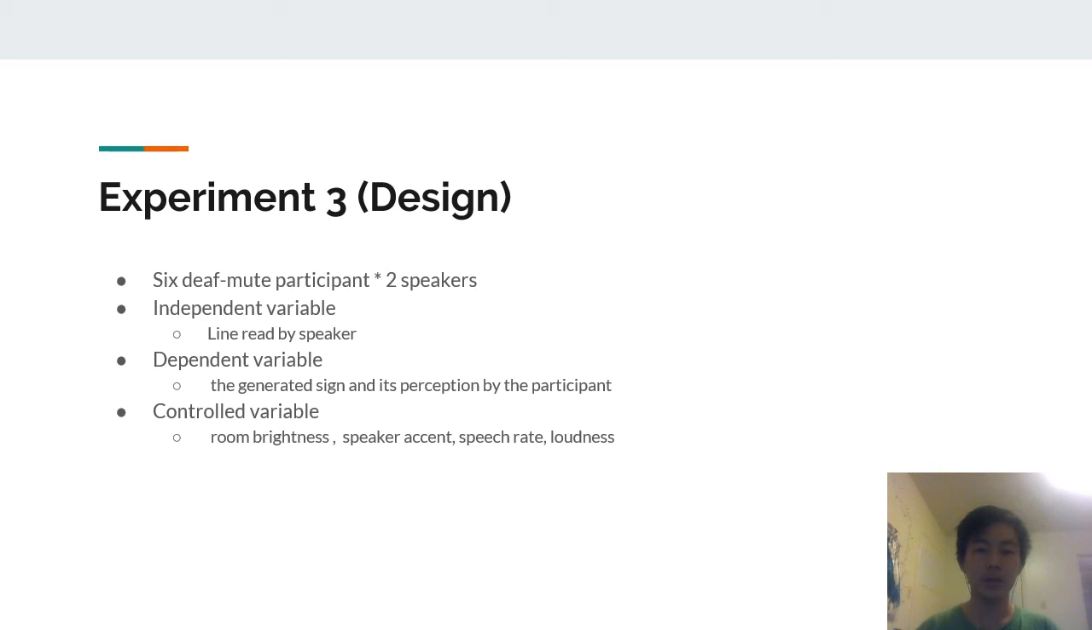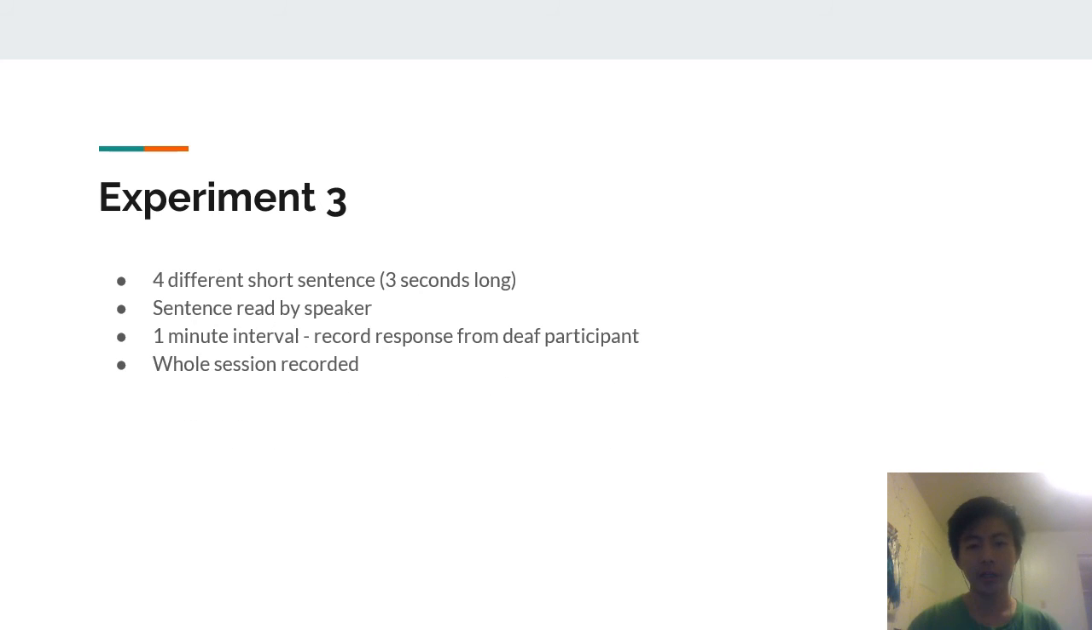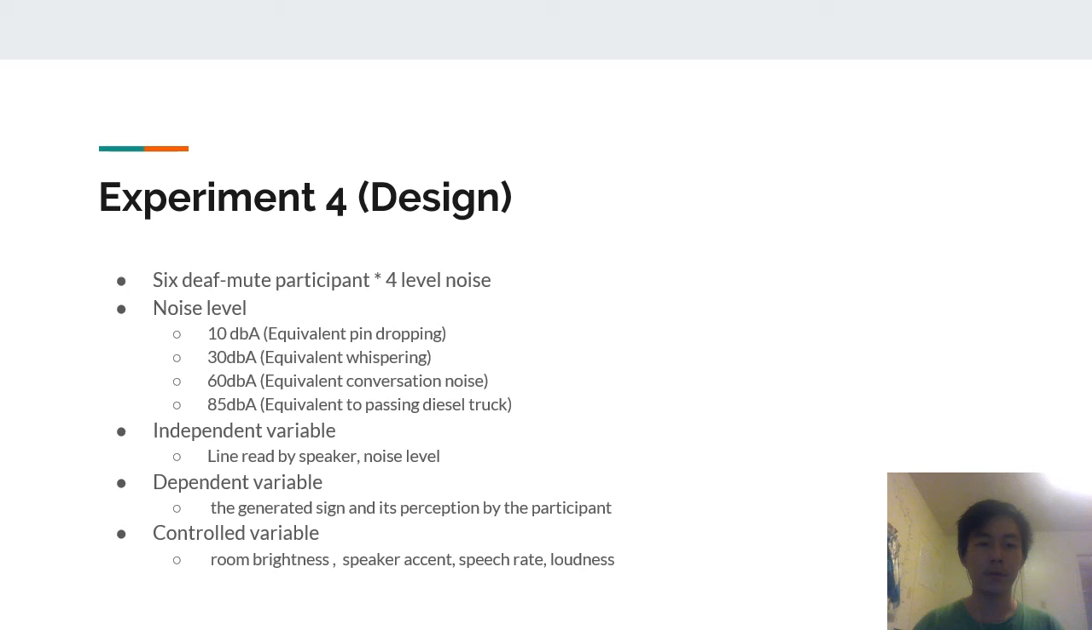The experiment 3 design contains 6 participants with 2 speakers. The independent variable was the line read by the speaker, the dependent variable was the sign generated and its perception by the participant. The control variables were room brightness, speaker action, speech rate, and loudness. In this sort of experiment, 4 different short sentences would be provided for the speaker to speak, which should then be converted to appropriate SL signs and perceived by the deaf participants. Their response would be recorded in the mean interval time. The whole session would be recorded for future analysis.